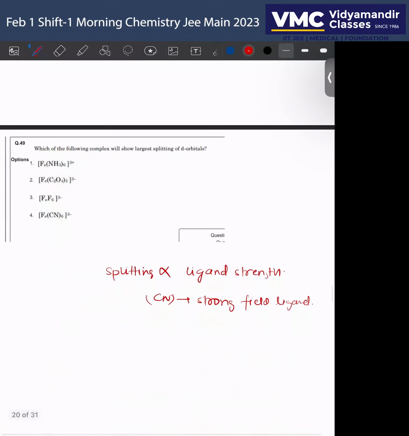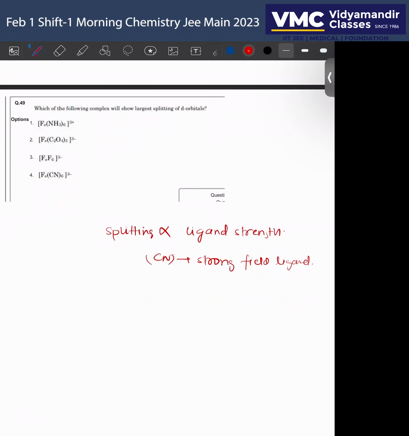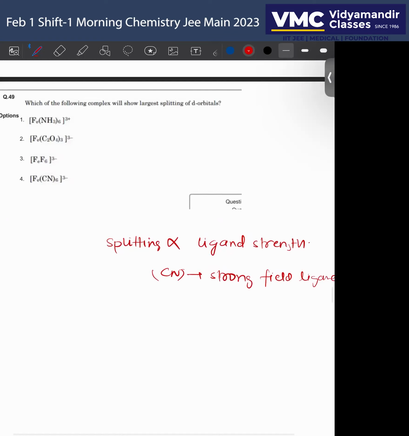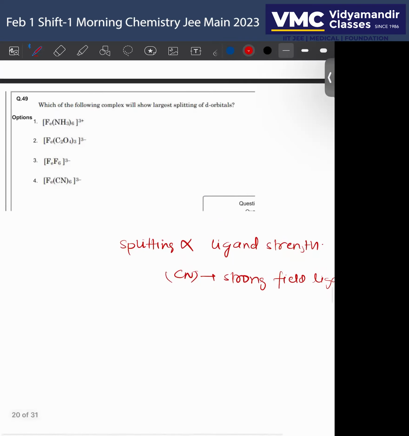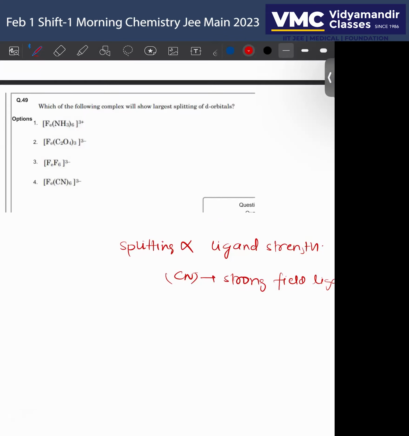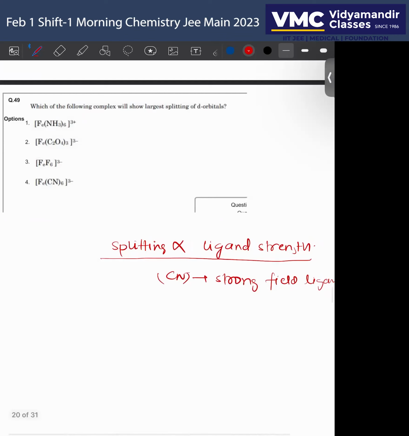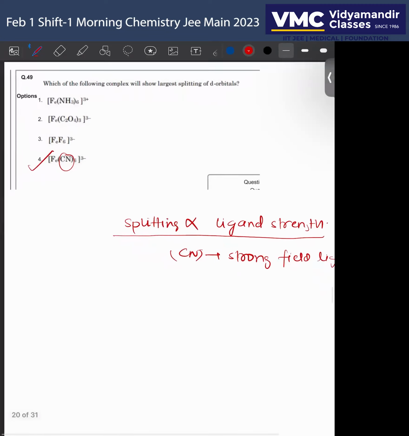Next is 49. Which of the following complex will show largest splitting of d orbital? As you see that all these complexes are of iron and all of them are in +3 oxidation state of iron. It is not asked for the oxidation state. We have asked for the largest splitting of d orbital. If the oxidation state is same, here the splitting of d orbital will depend on the ligand strength. The more strong field ligand it will be, the more splitting it will show. Among them, CN is the most strong field ligand, and hence option number 4 is the correct answer for this.